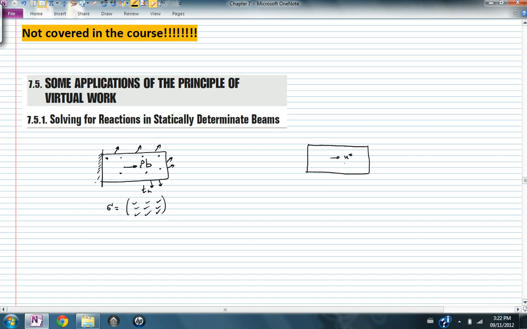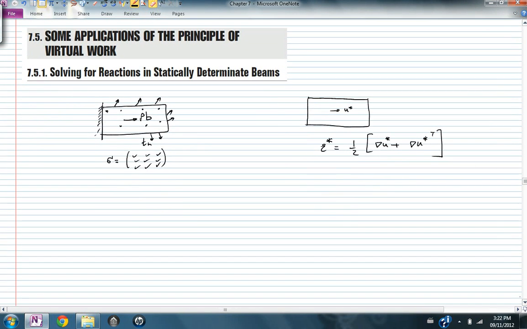and u star is arbitrary, it could be any displacement field, and the associated strain is equal to half the gradient of u star plus the gradient of u star transpose. Then the principle of virtual work states the following. The external virtual work, which is equal to the forces multiplied by the corresponding displacements.